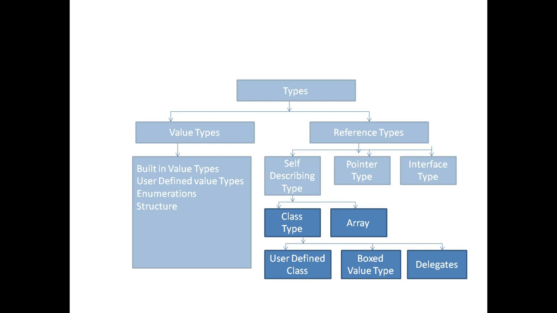And reference type stores reference to the value's memory address and is stored in a data structure. Reference types can be self-describing types, pointer types or interface types. The type of a reference type can be determined from the values of self-describing types. Self-describing types can be further split into arrays and class types. Class types are user-defined classes, box value types, that is converting a value type like character or integer to a reference type like object, and delegates, which are similar to pointer to function in C and C++.